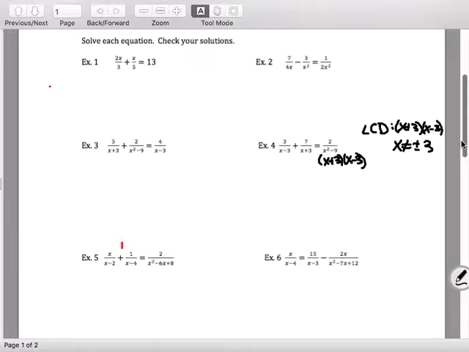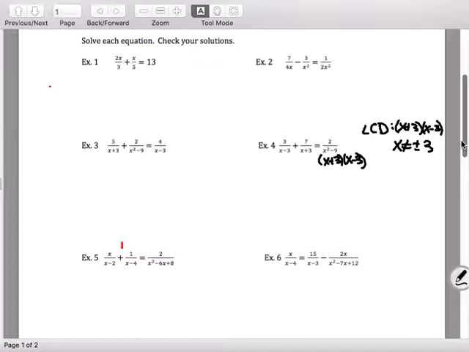So my LCD is x plus 3 times x minus 3. So x cannot be plus or minus 3. Now on this one, I want to show you a technique. If you can go with me, go. If you're like, whoa, I can't figure that out, then don't do it that way.